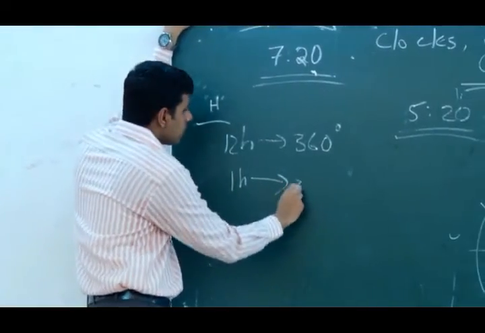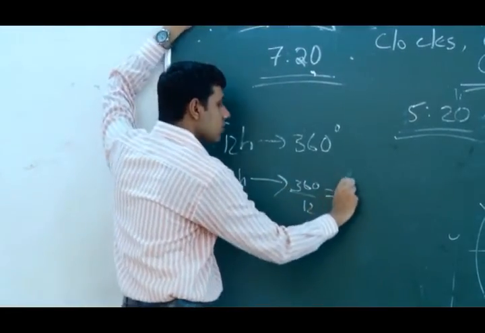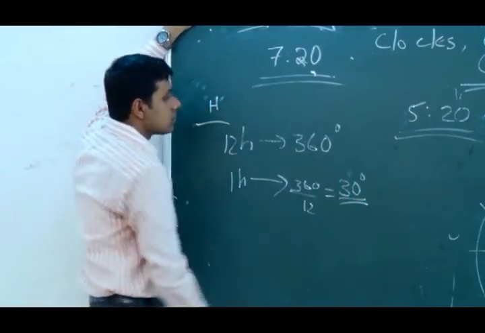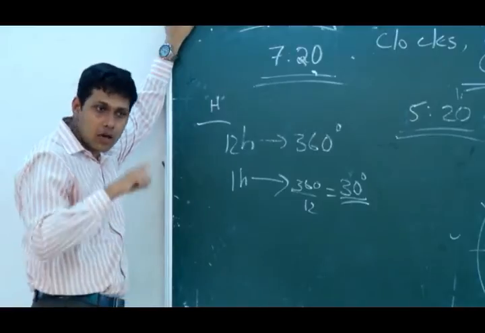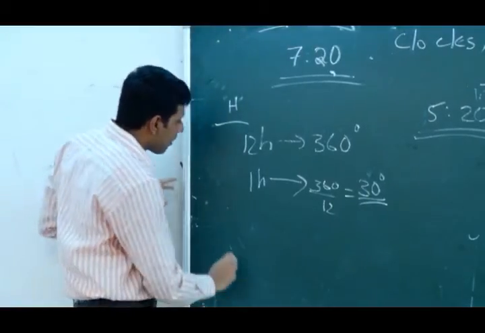360 divided by 12 is equal to 30 degrees. So the hour hand moves 30 degrees for every hour. 1 hour moves 30 degrees. Okay, what about the minute hand?